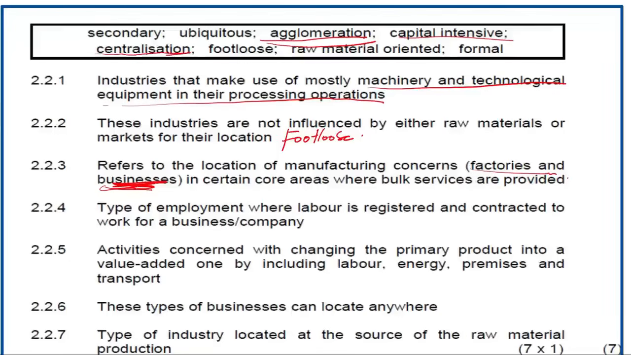Now, when you speak of centralization, there must be a city center that we are referring to. But when you're speaking of agglomeration, we're simply referring to the coming together of those businesses. And on top of that, there is another concept that we call amalgamation.